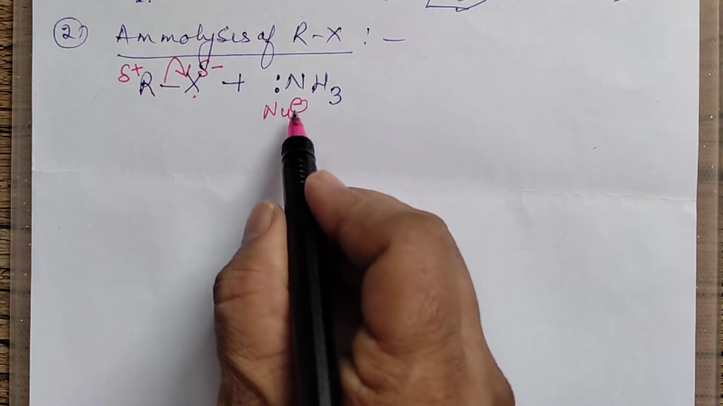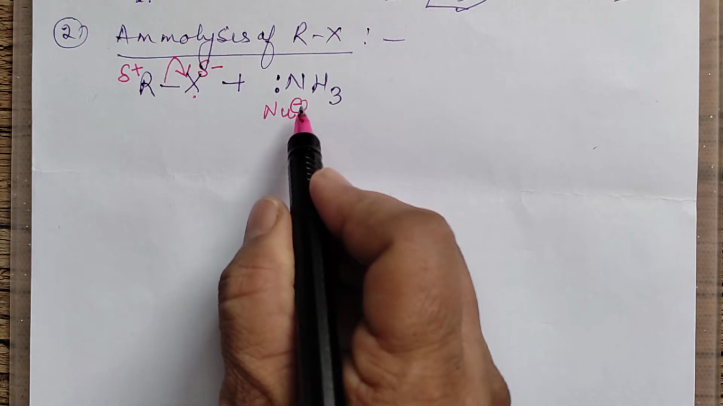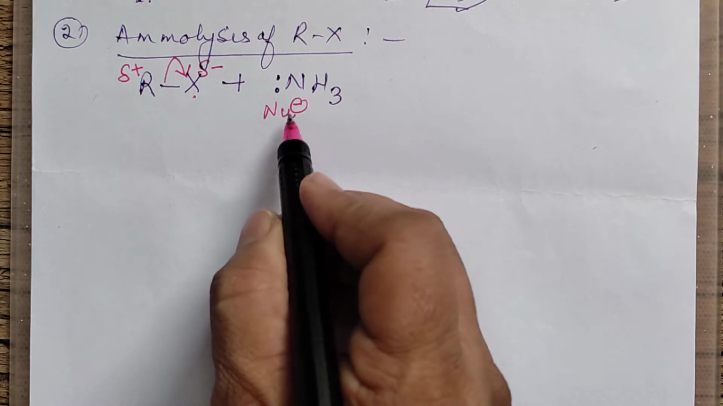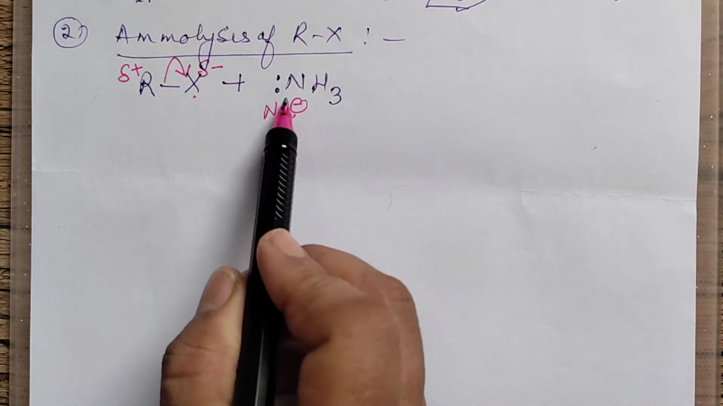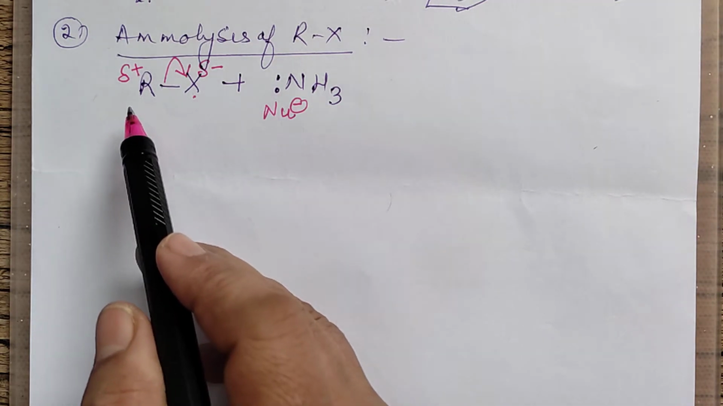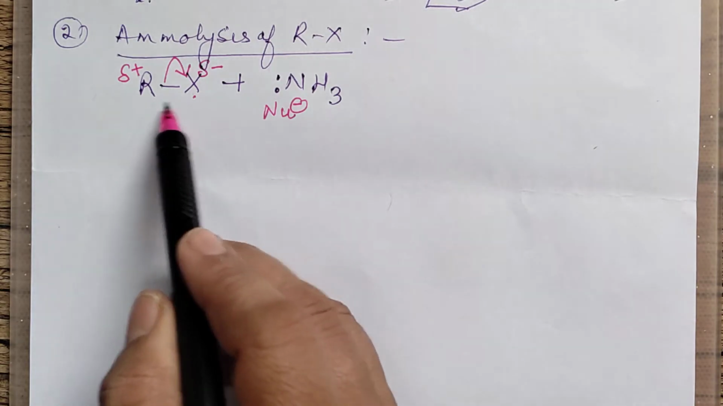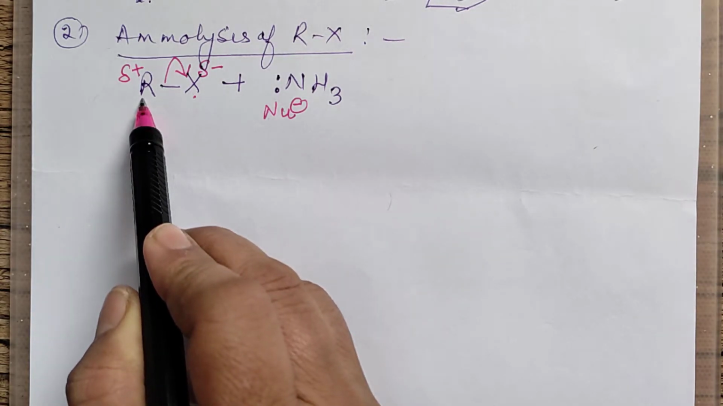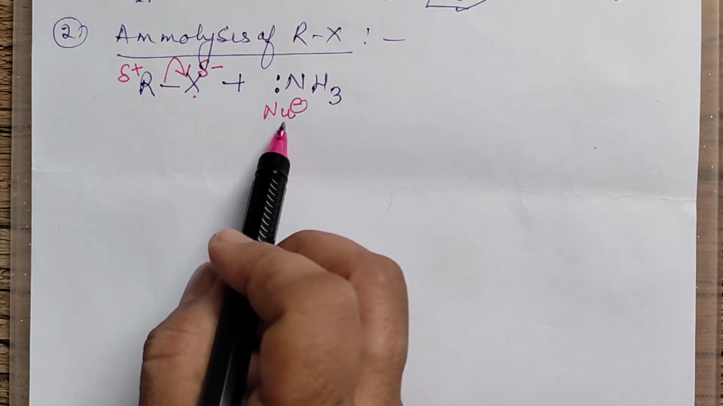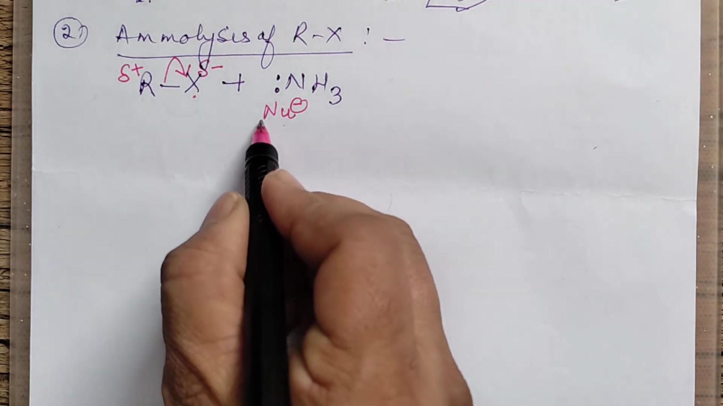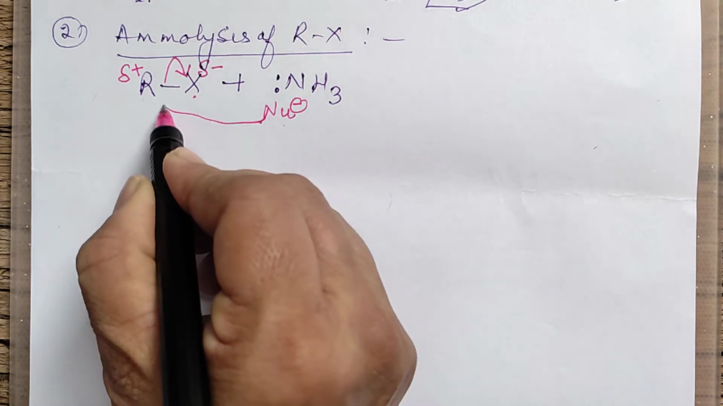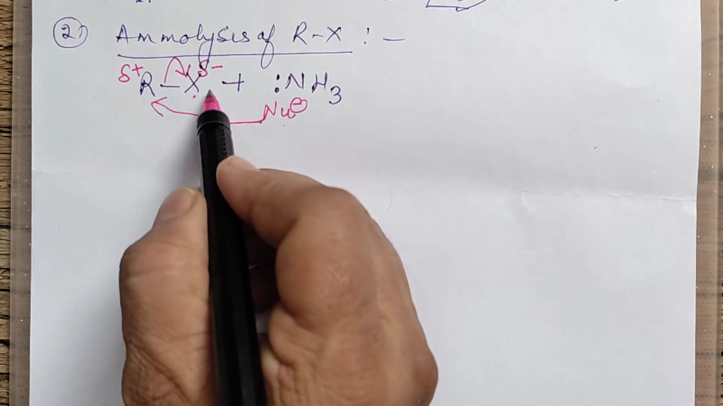So where will this nucleophile attack? It is negatively charged, right? So this nitrogen part will attack which part? It will get attached to R. Why? Because R is in need of the positive thing. So this one will get attached to R, right? And this is X minus.